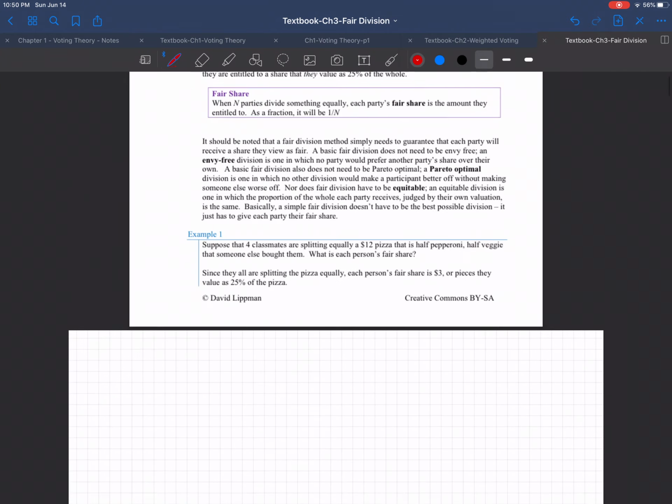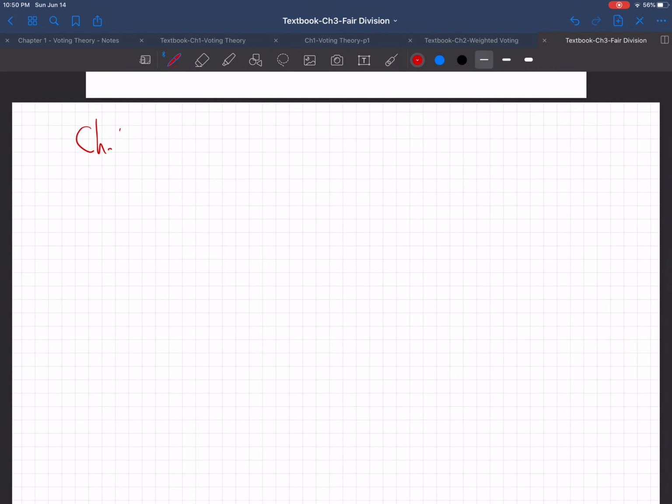So fair division, again, Chapter 3, fair division. What are we doing here? Well, in society, again, this whole course is about contemporary ways math is being used in regular society to help us do things better.